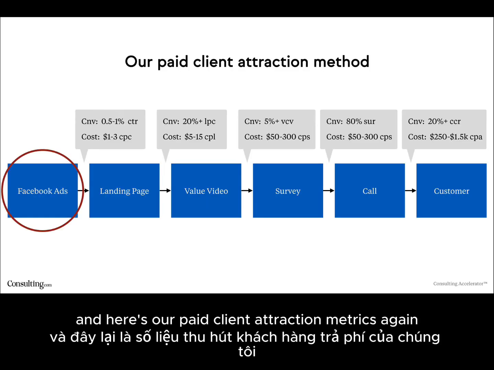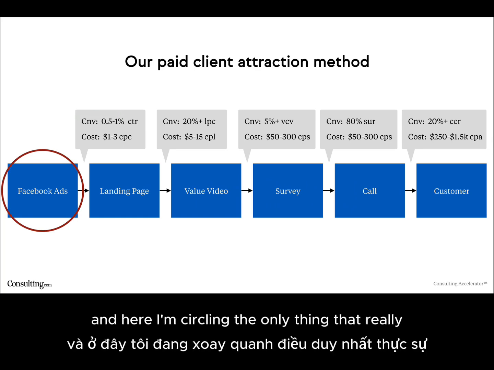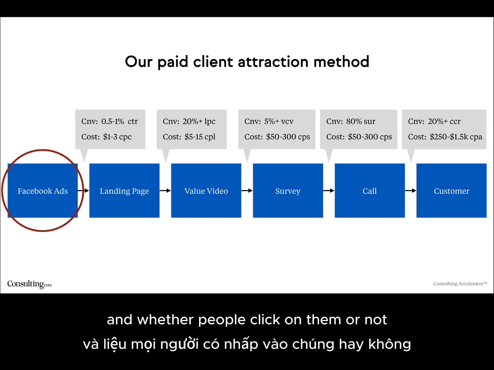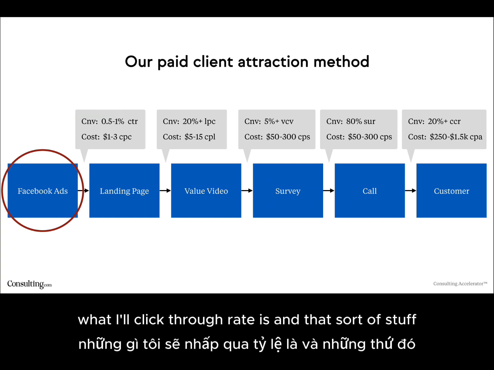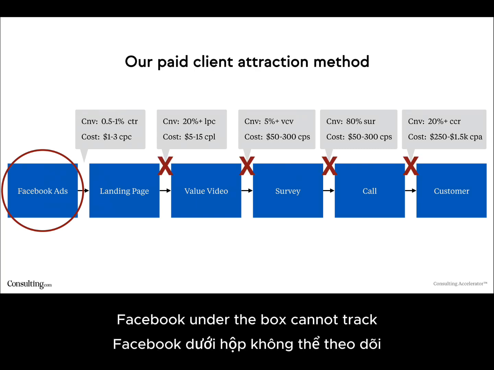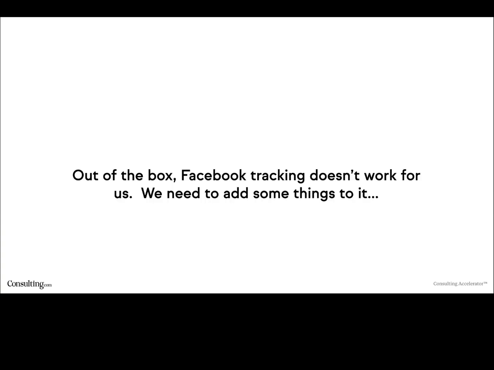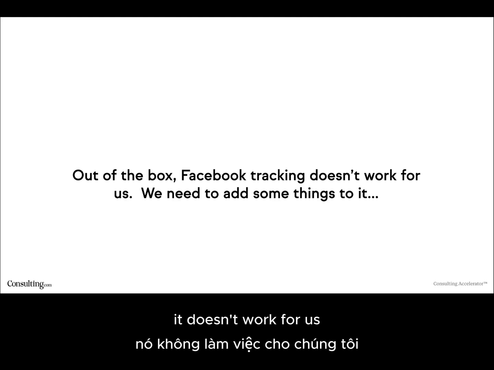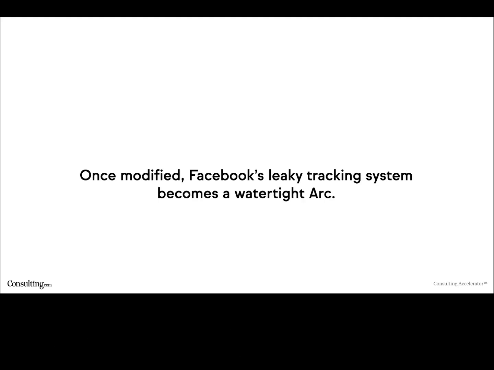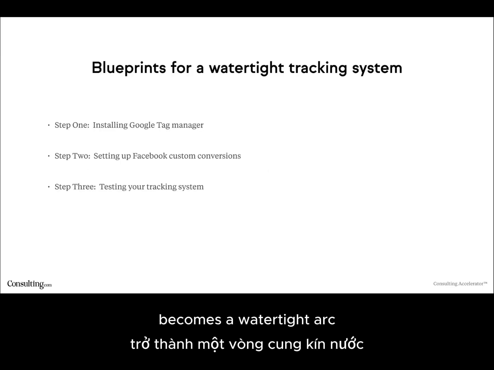And here's our paid client attraction metrics again. And here I'm circling the only thing that Facebook is really good at tracking out of the box, which is just Facebook ads and whether people click on them or not, what our click-through rate is and that sort of stuff. And all of these other sections, Facebook out of the box cannot track. It can't do any of this. Out of the box, Facebook tracking doesn't work for us, and we need to add some things to it. And once modified, Facebook's leaky tracking system becomes a watertight arc.